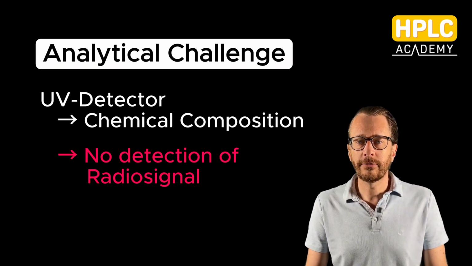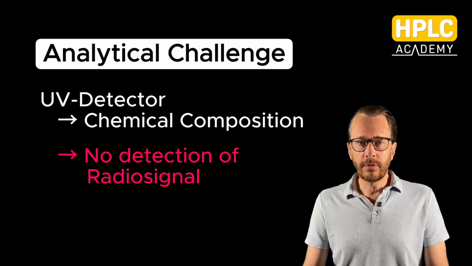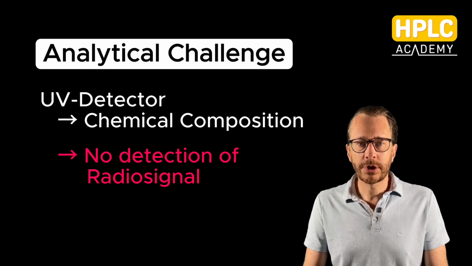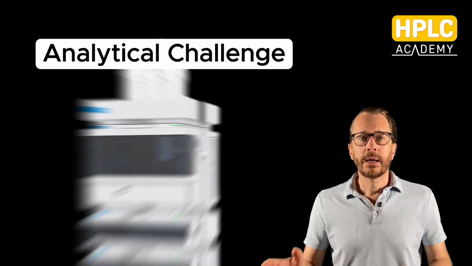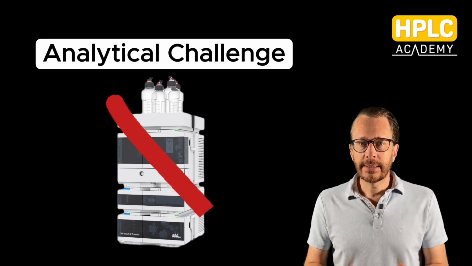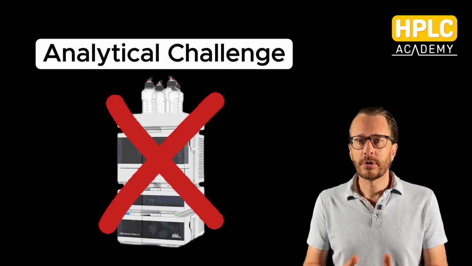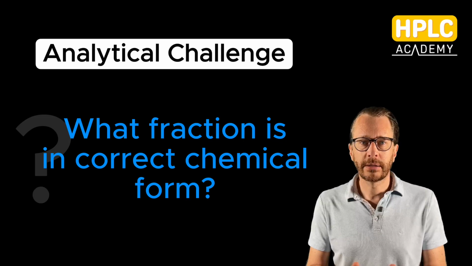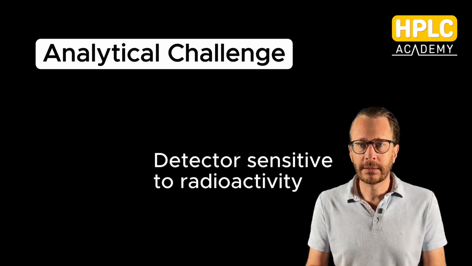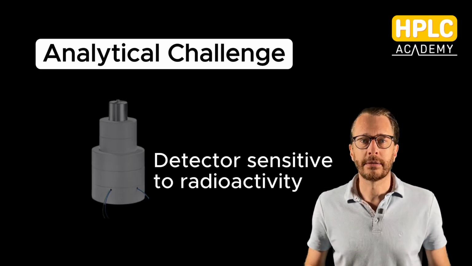Consider a sample of 177Lu-PSMA. It may contain the correct labeled product, an unlabeled PSMA ligand, and free lutetium ion still in the solution. The UV detector cannot tell you how much radioactivity is in each fraction. Standard HPLC alone cannot answer the essential quality control question: what fraction of the radioactivity is in the correct chemical form? To answer that, you need a detector sensitive to radioactive decay, the radio-detector.